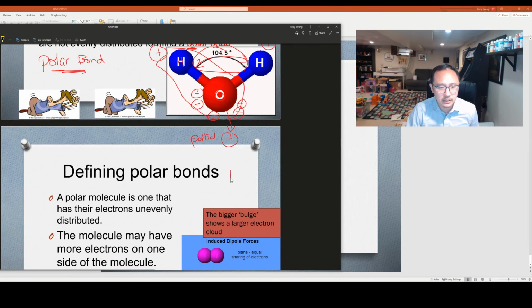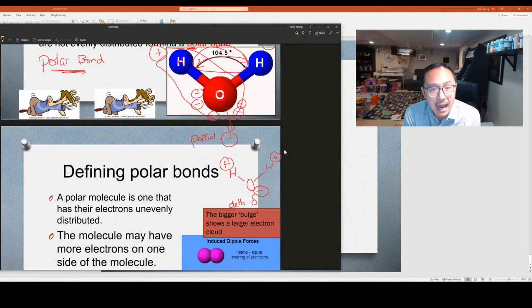So in a nutshell, I'm just going to redraw this. Water is going to look like this. This is delta, and this is what they call the electronegative value. So the oxygen is going to have that partial negative charge. That's what you have to remember. And the hydrogen atoms will have this partial positive charge. It is because of this that water can break down a lot of substances and dissolve things. It's because of this polar bond.